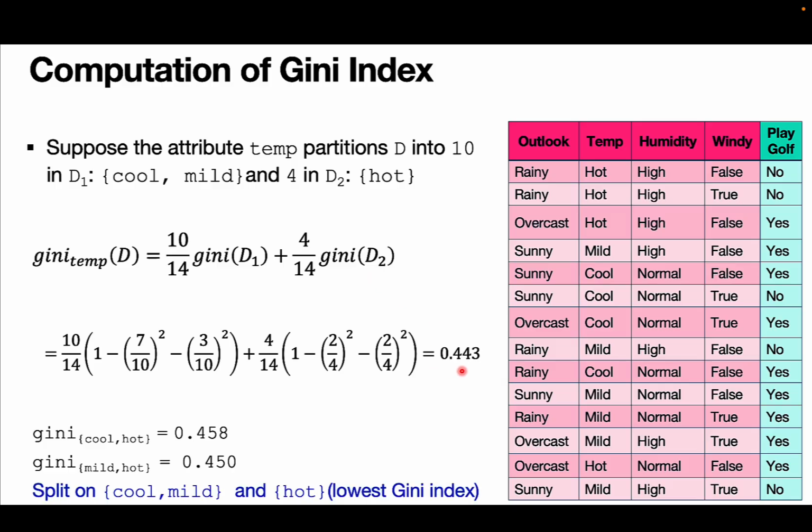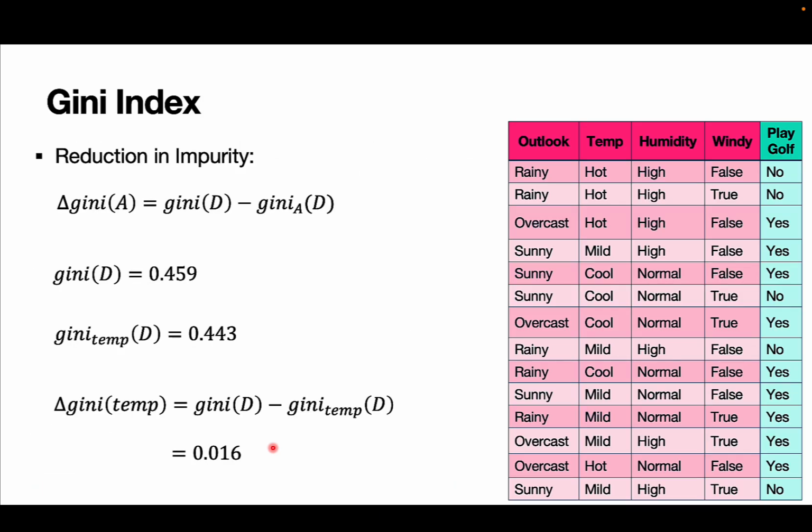In the fine print, we show you what the Gini is for other splits, and we find out that cool and mild with hot is the configuration that gave us the lowest Gini Index. In the final step, we compute the reduction in impurity, which is the difference between the Gini of the dataset and the weighted Gini Index for the attribute A after the split. Here we end up with 0.016, which is a small value, which suggests that this is a good split.